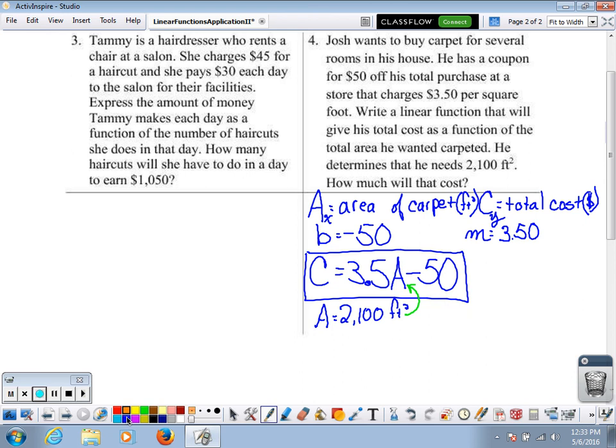When we're writing this equation, the very first thing that has to happen is we need to define our variables. Define our x and define our y. Then we can go back and find the slope and y-intercept. And then we can sub those into y equals mx plus b. That'll give us our equation. Once you write your equation, take a step back and look at it. Make sure it makes sense. 3.50 times the square feet minus the $50 coupon.